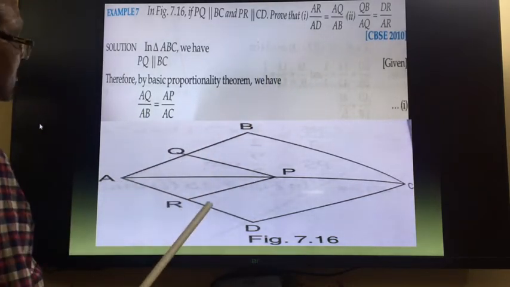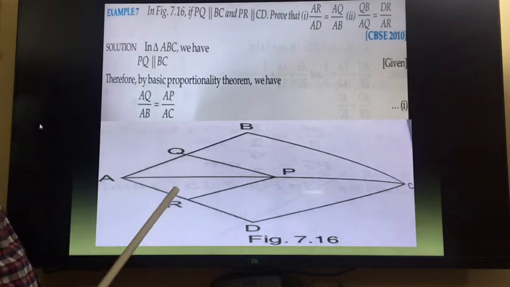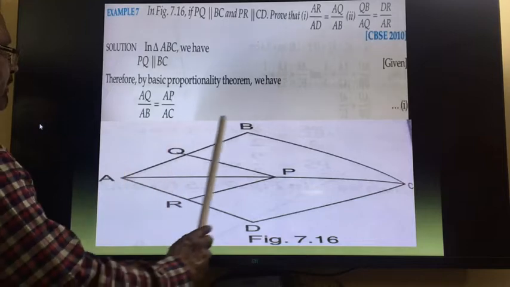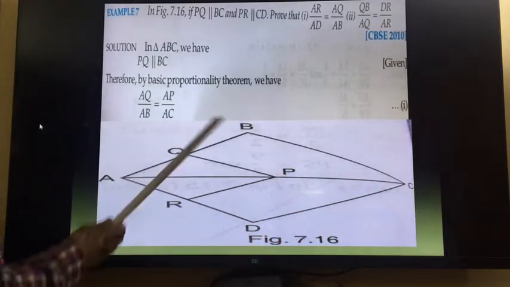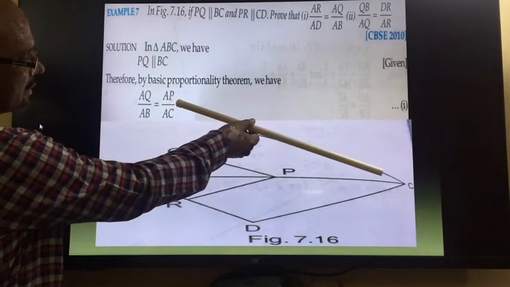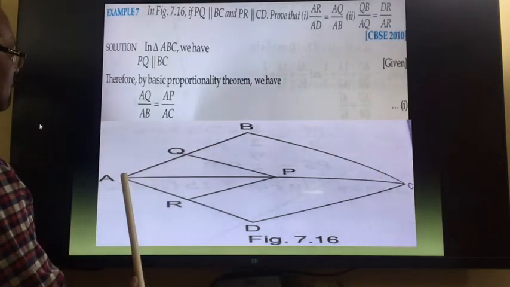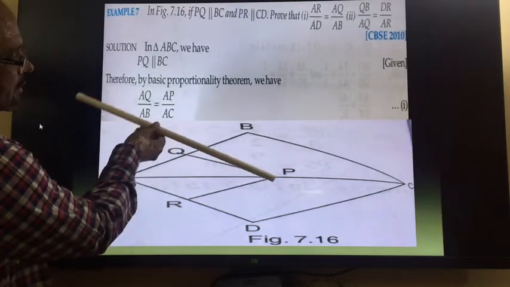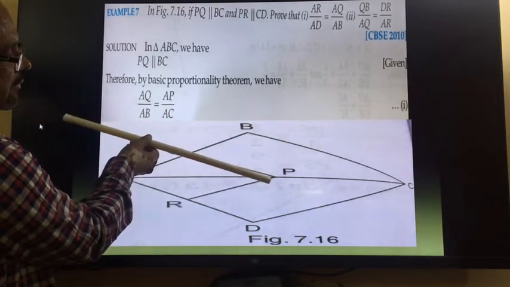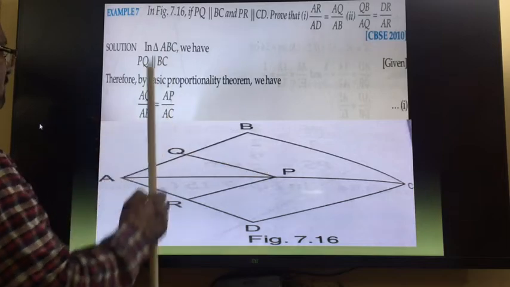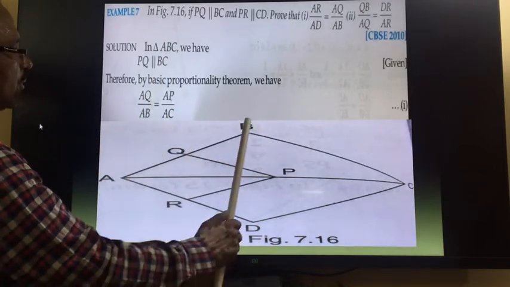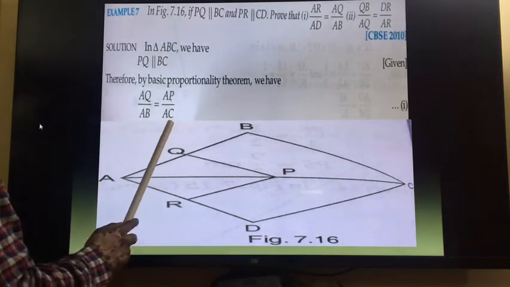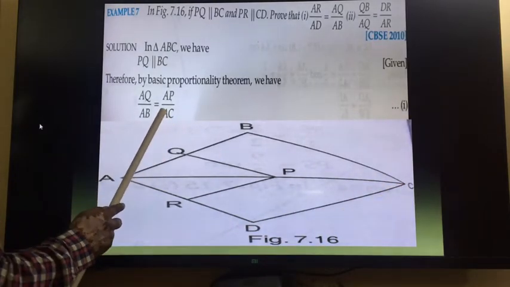So in this case, first of all we will take the triangle ABC, this upper triangle ABC. In this triangle, this line is parallel to one side, so we can say ratio of their sides. If one line is parallel to one side, then this will divide the other two sides in the same ratio. It means AQ upon QB is equal to AP upon PC. This we can write by using BPT theorem or basic proportionality theorem.